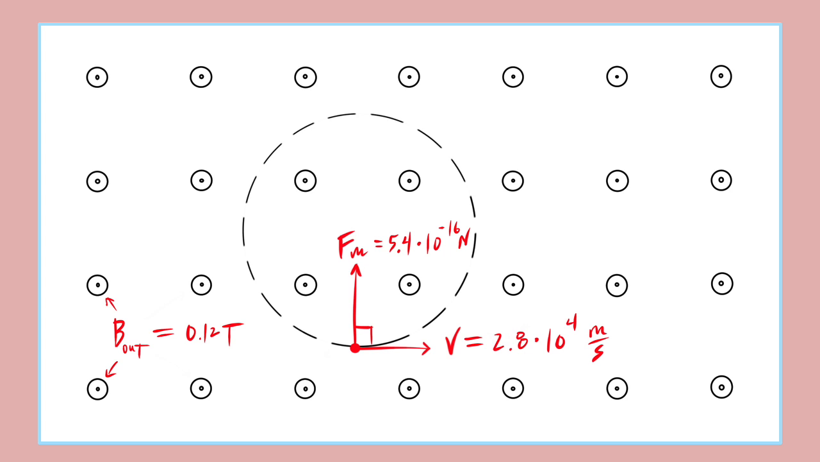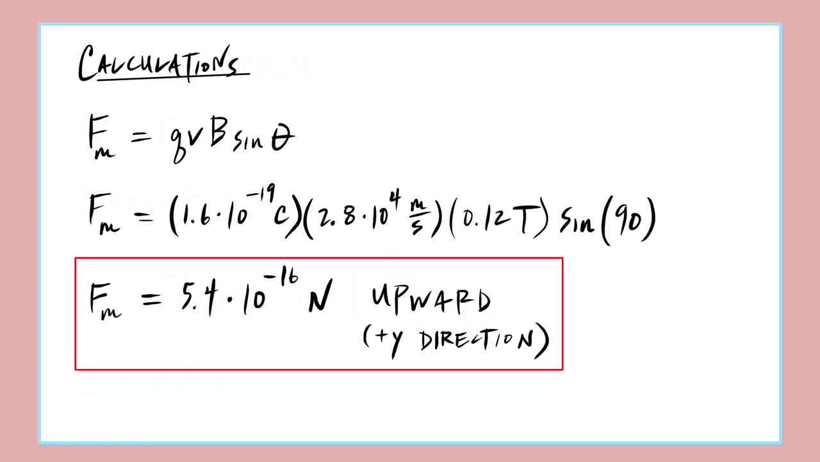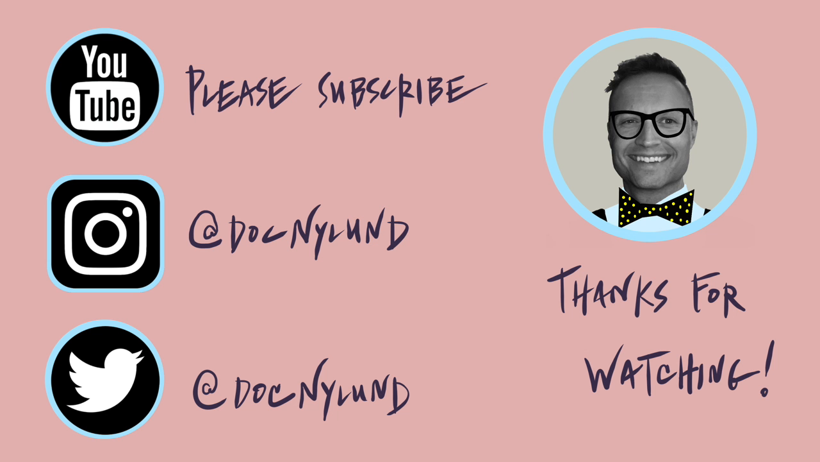Notice that the Lorentz force is pulling the electron perpendicular to its motion, just like we saw with the proton. As a result, our electron will move in uniform circular motion. In conclusion, we have successfully found the magnitude and direction of the Lorentz force on our traveling electron.